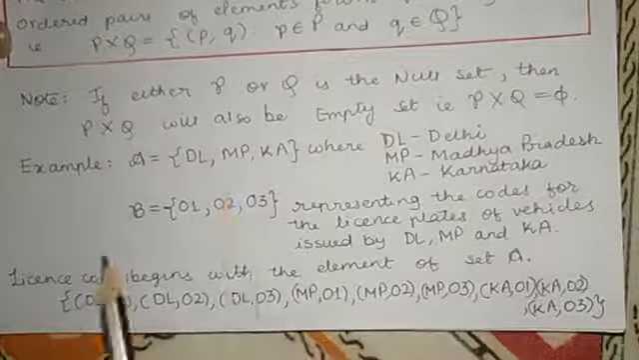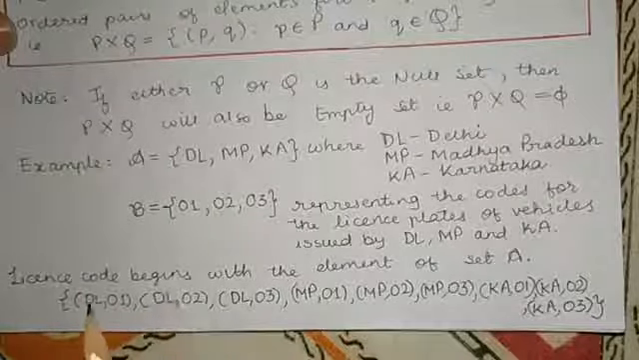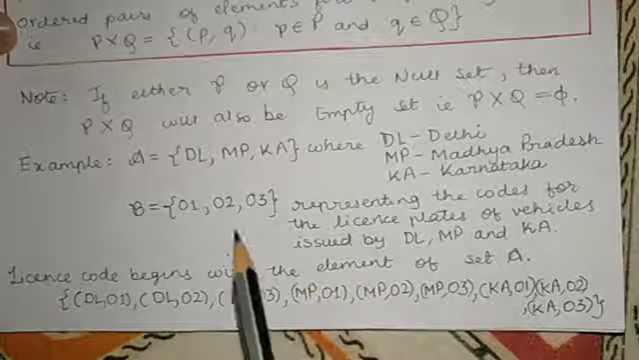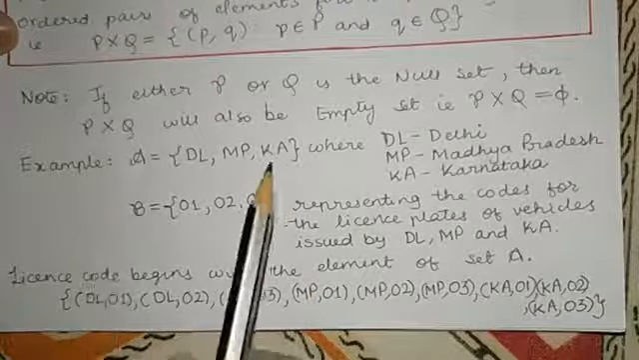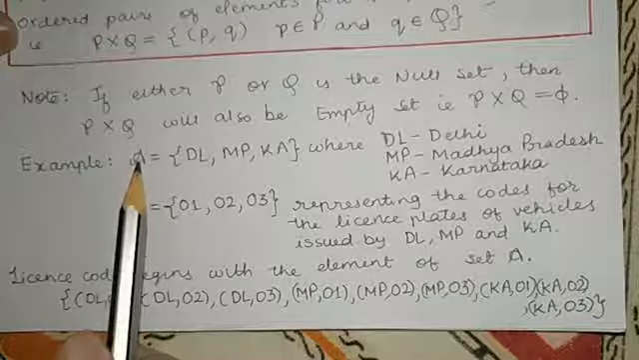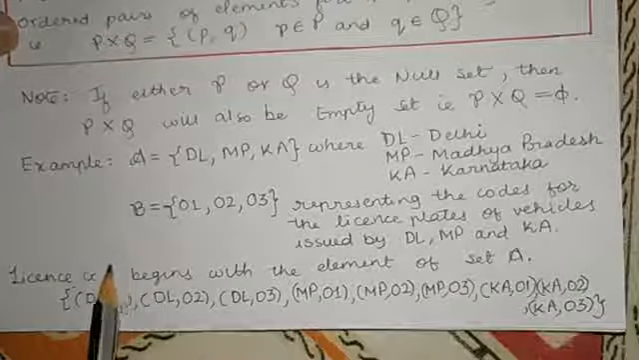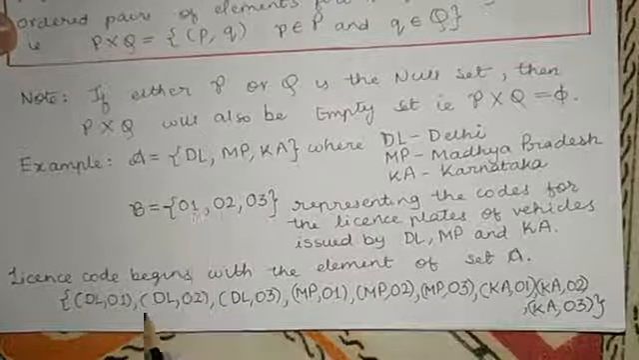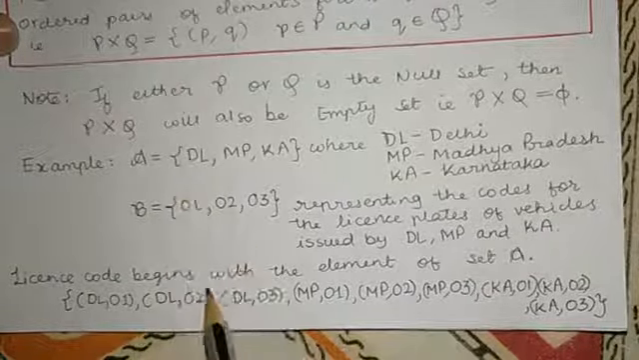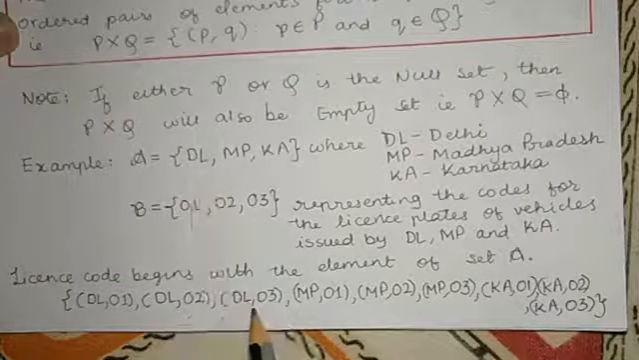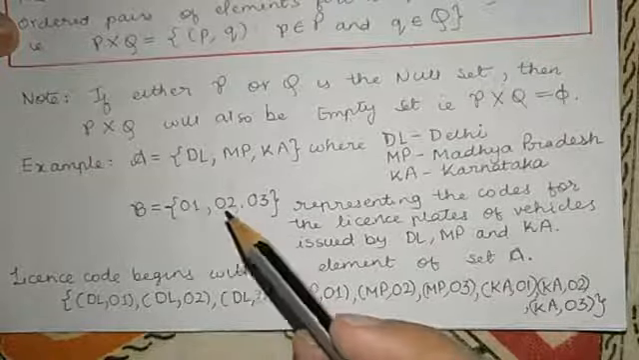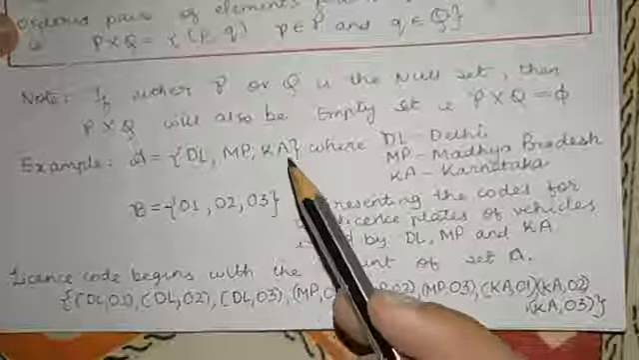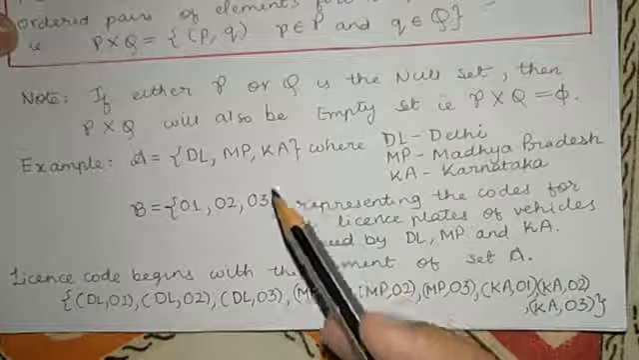So how many license codes will we have, if the condition is that the license code begins with an element of set A? The license code should start with an element of the set A. Now if you write the set, you will get DL01, DL02, DL03, MP01, MP02, MP03, then KA01, KA02, KA03.